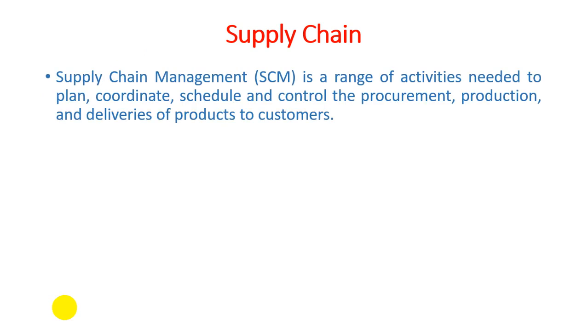Supply chain management, SCM, is the range of activities needed to plan, coordinate, schedule and control the procurement, production and delivery of products to customers. Guys, this is part of SCM, and we will see how the actual producer or warehouse delivers the actual product available on a website or application, and based on the selection of this product, the product will be delivered to the customer's home. So the concept behind SCM is a combination of all the activities of planning, coordinating, scheduling and controlling procurement, production and delivery of products.